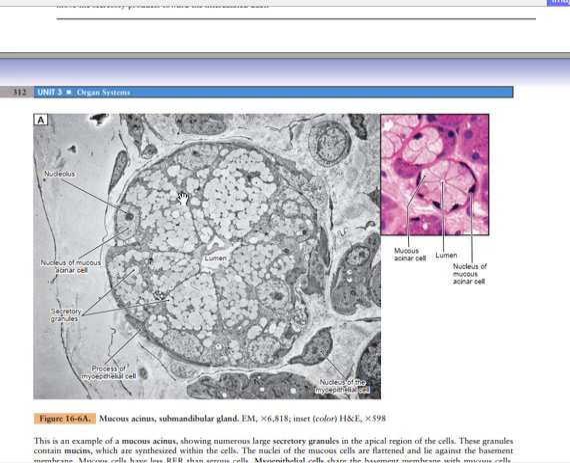Now this is an example of a mucous cell. As I have said, you see that these are mucous cells which are lining the lumen. The granules here are going to be more electron lucent. Are you seeing?